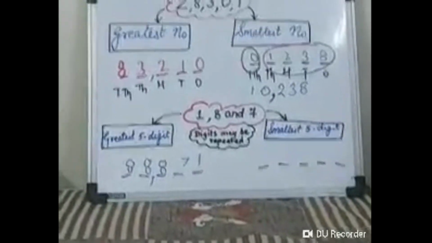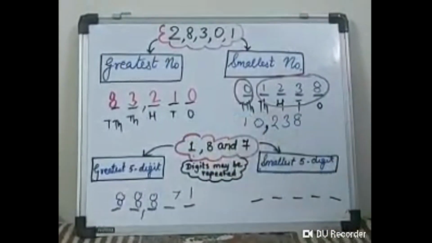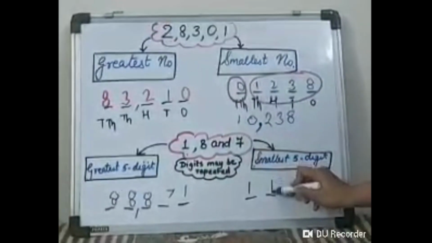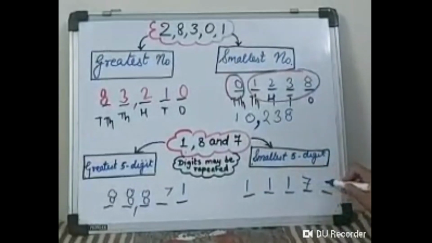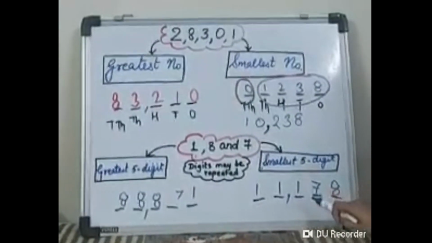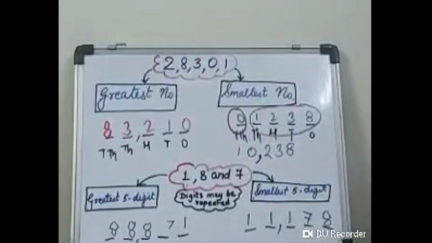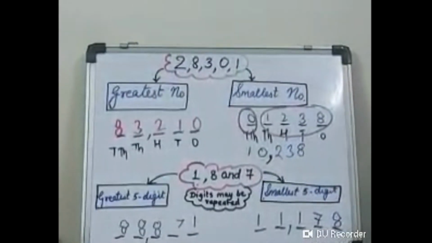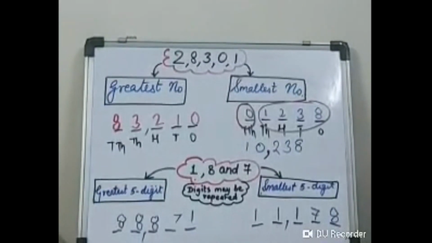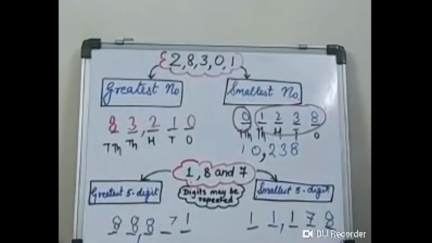Similarly, to construct the smallest 5-digit number, I am going to repeat the smallest digit 3 times, which is 1. So it will be 1, 1, 1, 7 and 8. The number will be read as 11,178. Children, I hope you understood this concept of building numbers. Now, you are going to solve exercise 1C, which is given on page number 17 in your fair notebooks. Take care.